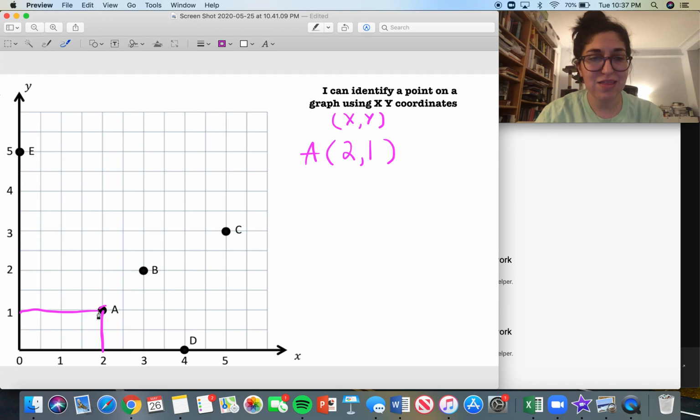And that is the only point that is at 2, 1. If I were to tell you to find the point at 2, 1, you would know to look 2 across, and you would know to look 1 up.